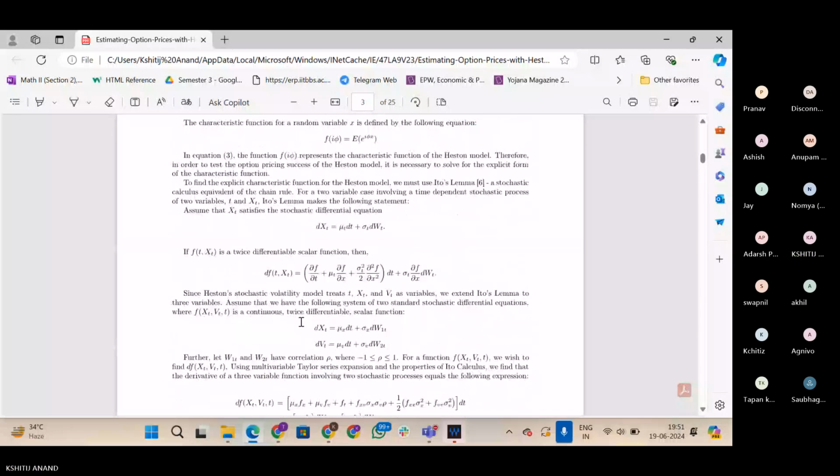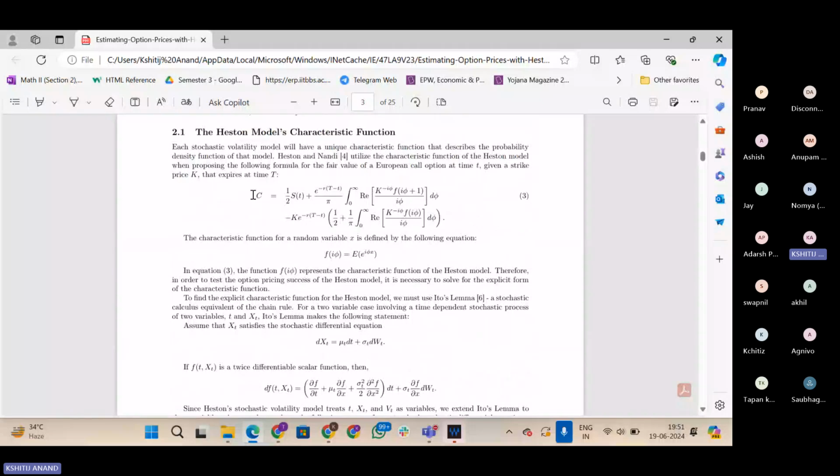So when you see the Heston characteristic function, is this equation correct? Can anyone tell? Is the call price function correct?